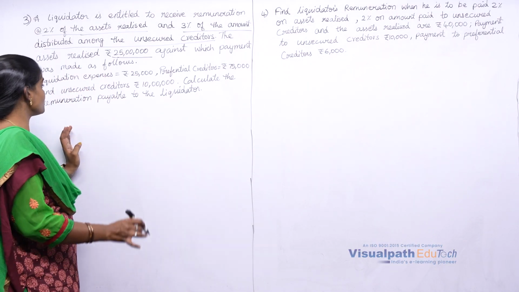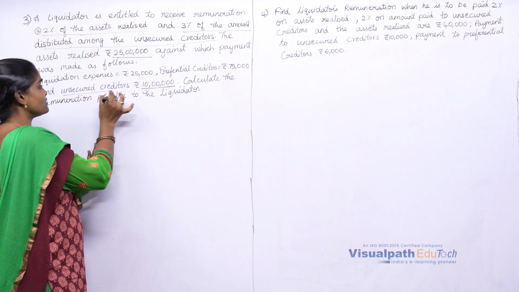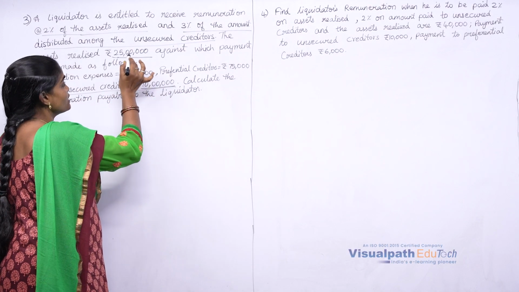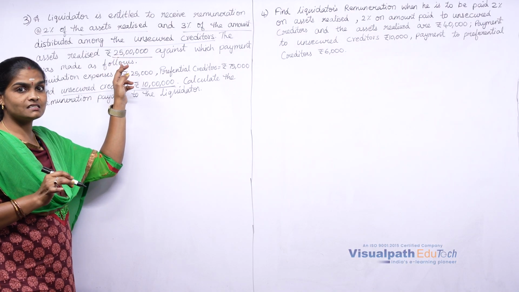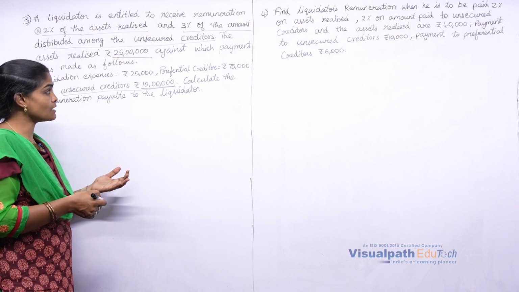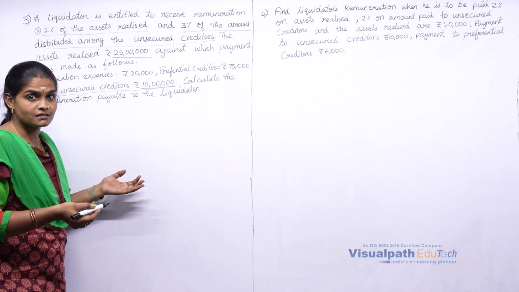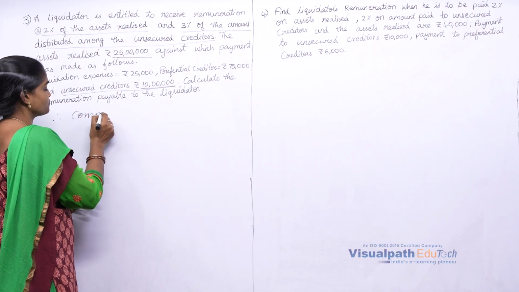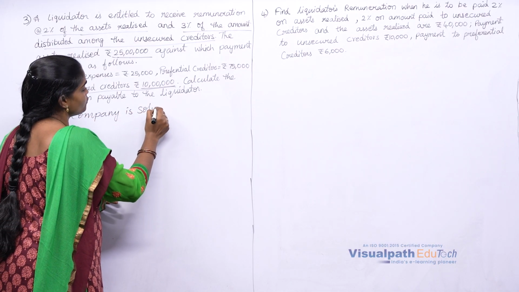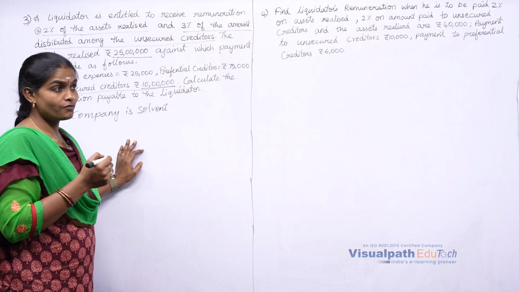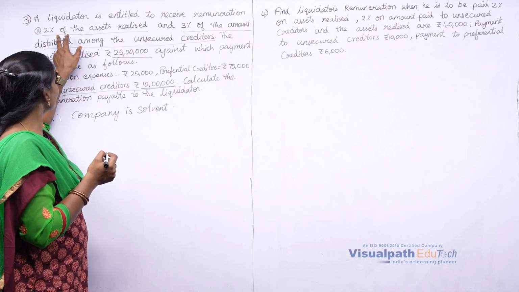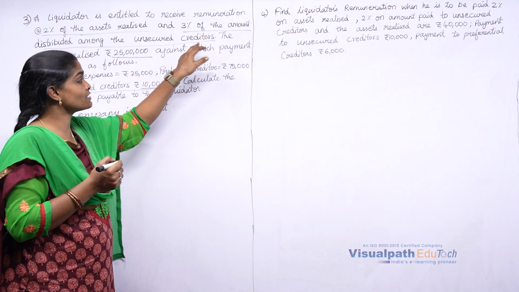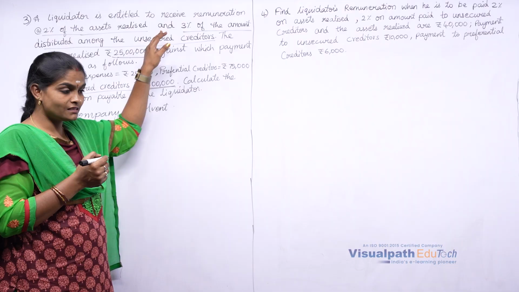Now, how much is the actual amount we paid to unsecured creditors, which is 10 lakhs? How much is the amount realized from the assets? This 25 lakhs. That means the amount realized is more. We have a sufficient amount to pay our creditors. Then the company is solvent. Now, what will be the formula used? Here, already he gave 2% of asset realized and 3% of the amount paid to unsecured creditors. So, we have to take this and calculate.